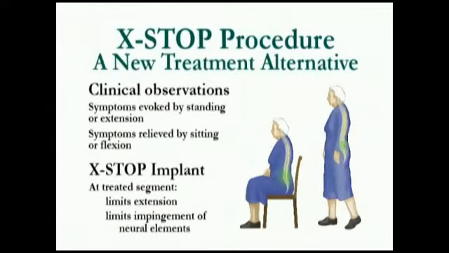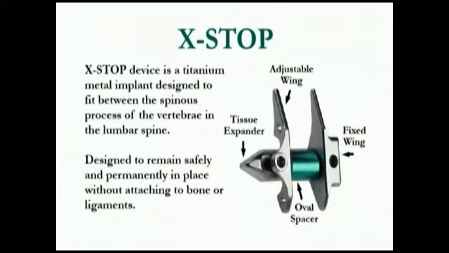As we talked about earlier, symptoms of lumbar spinal stenosis are evoked by standing or extending the lumbar spine and are relieved by sitting or flexing the spine. The X-stop implant at the treated site limits extension and keeps the spine flexed, which decompresses the neurological elements. The X-stop device is a titanium metal implant. This allows MRI scans to be done at a later date. It's designed to fit between the spinous processes of the vertebral bodies in the lumbar spine. It's also designed to remain safely and permanently in place without attaching to any bone or any ligaments.